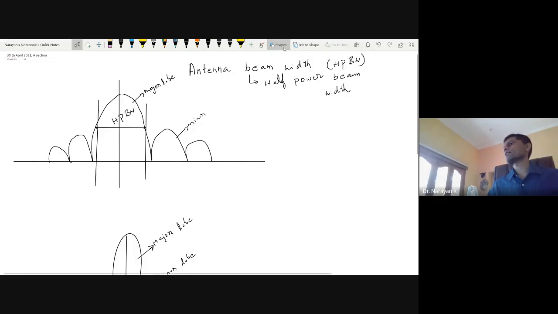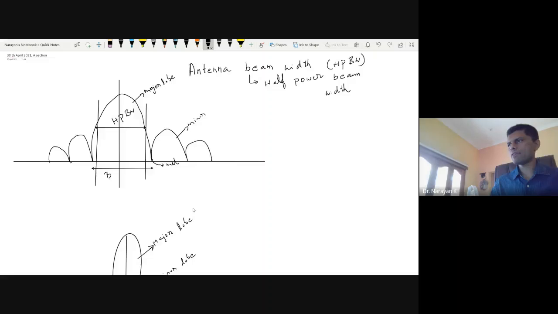Then another thing you need to understand is the beam width between the first nulls. This is your minor lobe, this is your major lobe. In between these two lobes, there is no radiation. The intersection point between the minor lobe and the major lobe is known as the point of null radiation, NULL, null.